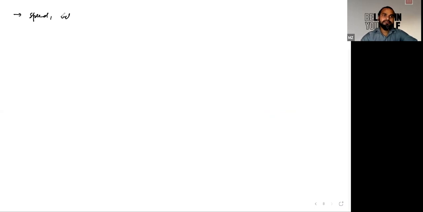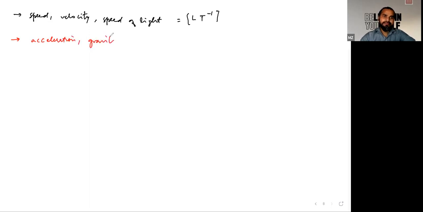Okay, the next part is speed, velocity, and speed of light. All these three have the same unit and the same dimension, L T to the power minus 1. Now, on the basis of these three terms, you would be able to calculate acceleration, gravity, and gravitational field.